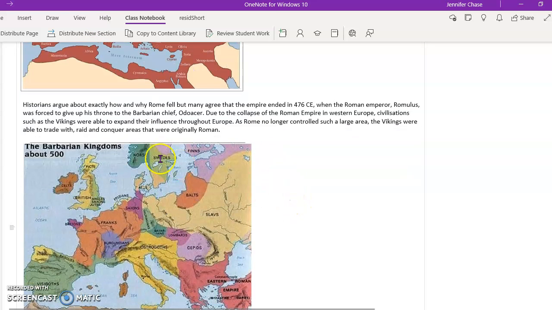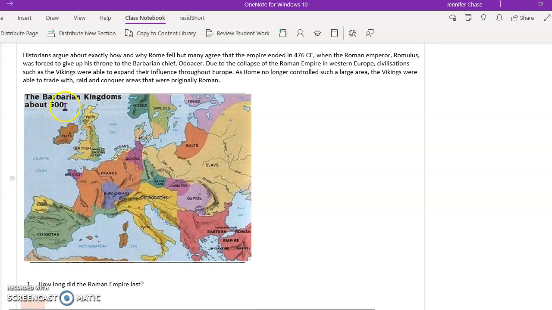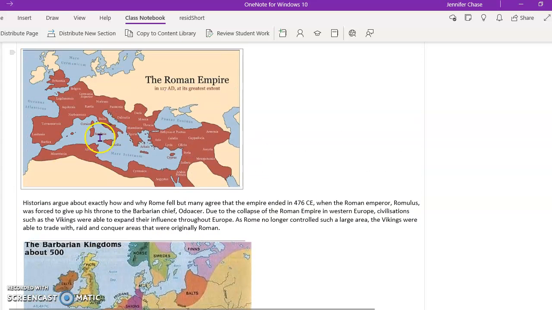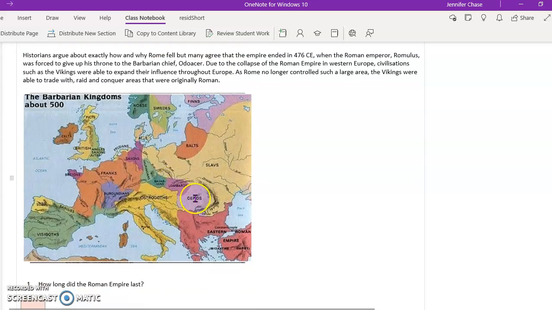Okay, so here is an image of the barbarian kingdoms about 500 CE. So this is about 25 years after the collapse of the Roman Empire. You can see that on this map, all of this is Roman Empire. And then here you've got it broken down into lots of different kingdoms. Okay, and here we can actually see the Norse and the Swedes, who were the Vikings.